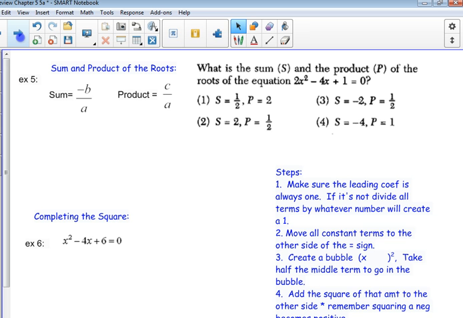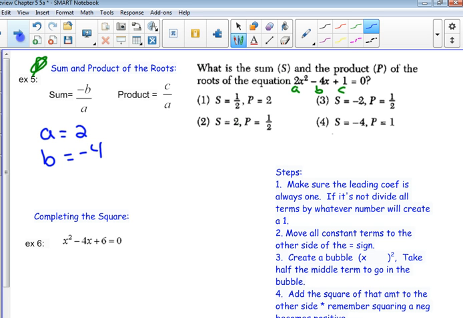Alright, this is another big thing. Some part of the roots is going to come up somewhere in here, so you guys want to make sure you know that the sum is negative b over a, and the product is c over a. With the sum and product of the roots, you get your a, b, and c from the same exact spot. Just make sure you're careful when using your formula. So a is 2, b is -4, c is 1.